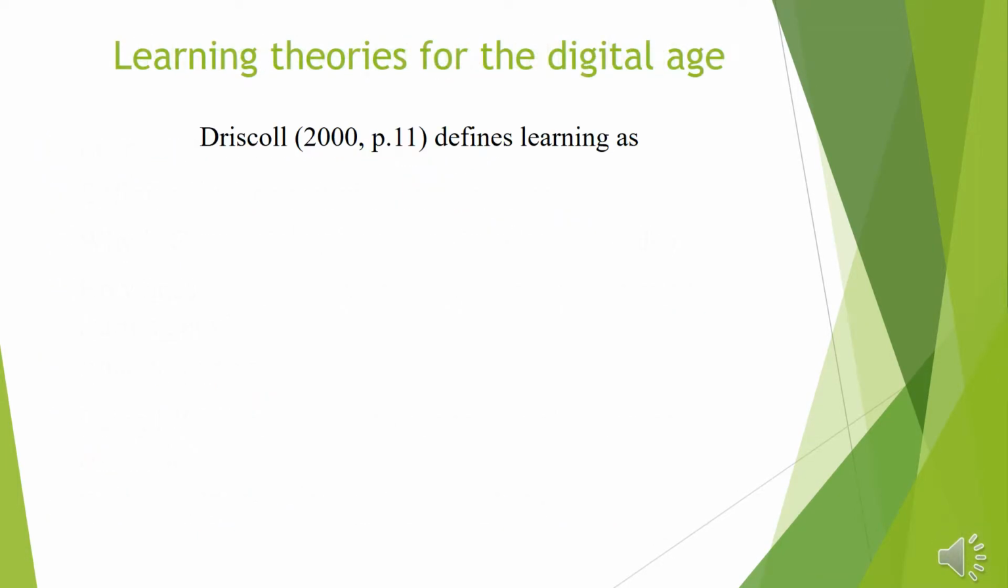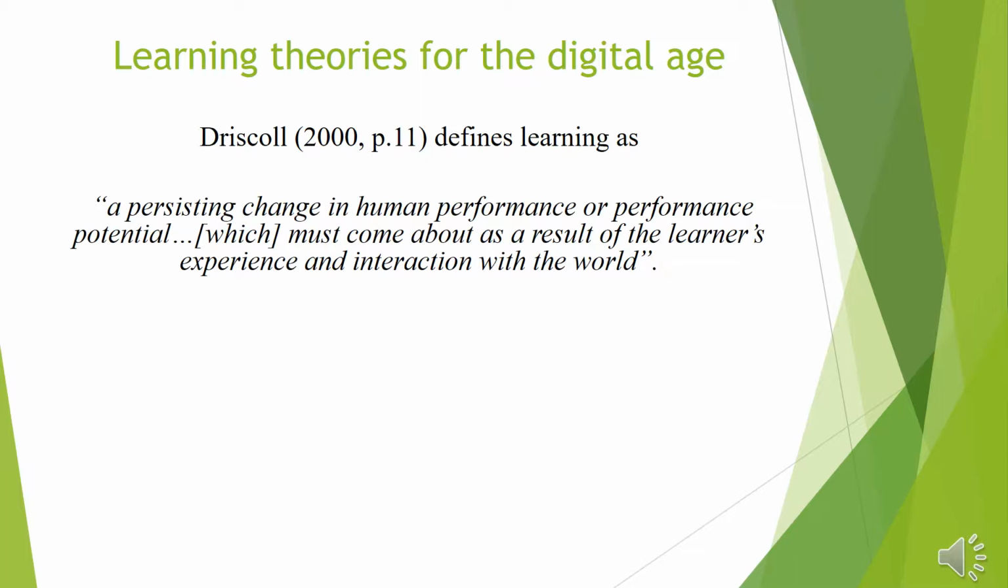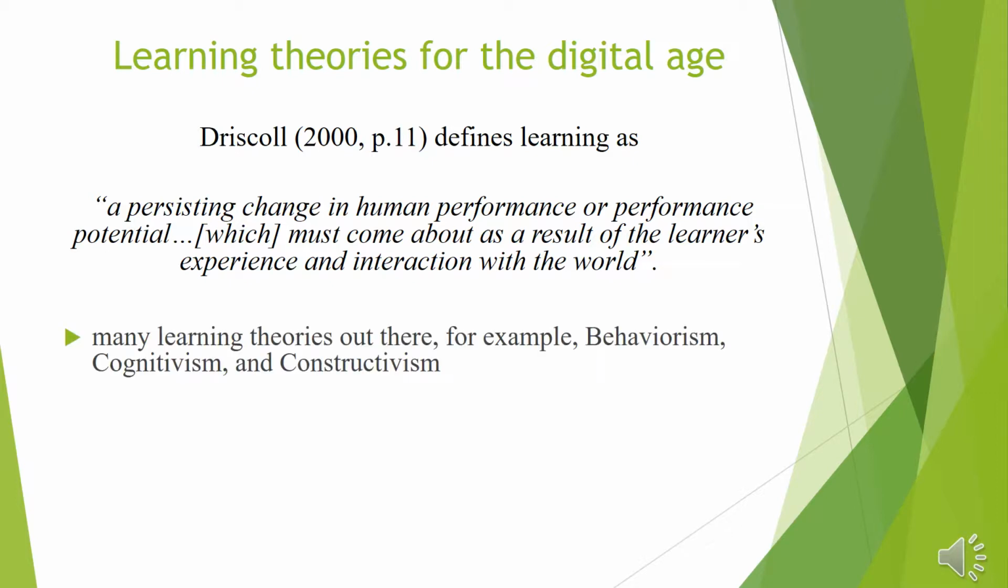As you can see, Driscoll 2000 defines learning as a persisting change in human performance or performance potential, which must come about as a result of the learner's experience and interaction with the world, page 11. This second part of this quote is interesting as it identifies that learning comes from the learner's experiences, which I believe is true. For example, in the Army, we rely on networking with our peers so we can improve our practices within our job roles and situations.